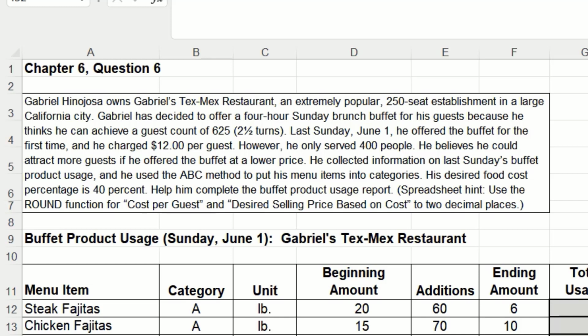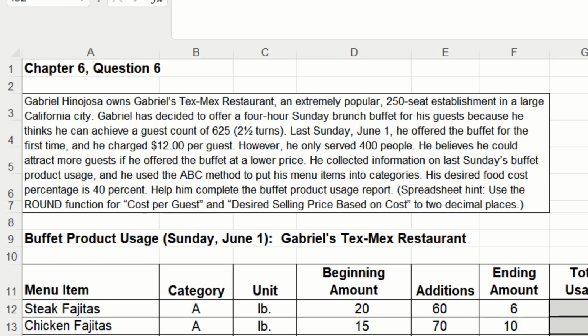Gabriel has decided to offer a 4-hour Sunday brunch buffet for his guests because he thinks he can achieve a guest count of 625, which is 2.5 turns of his restaurant. Last Sunday, June 1st, he offered the buffet for the first time and he charged $12 per guest. However, he only served 400 people.